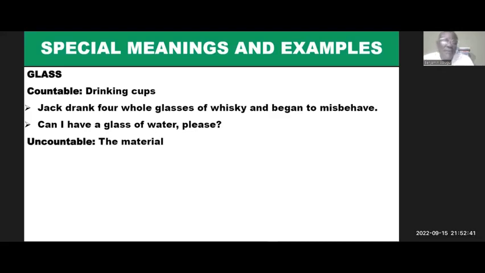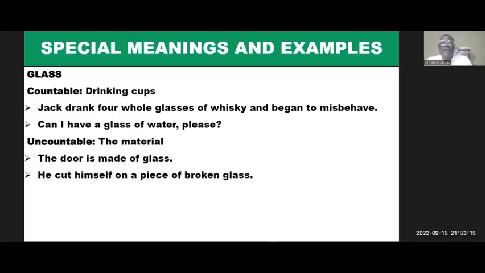In that case, you are looking at glass as cups. But then, looking at glass from its uncountable perspective, we are looking at the material itself, glass. The material you can use in constructing a glass window or the car window or the windscreen and so on and so forth. The material is uncountable. So in that case, you can say the door is made of glass. Okay? He cut himself on a piece of broken glass. So it's uncountable.